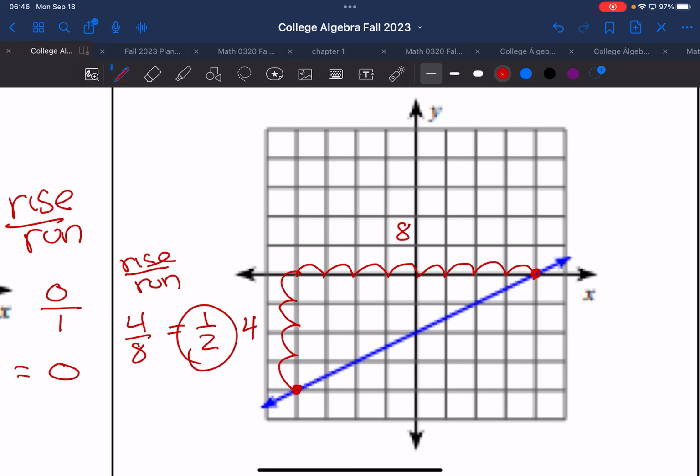And we could have found that quicker by using these points here. Right? Because those are the perfect corners that are closer together.